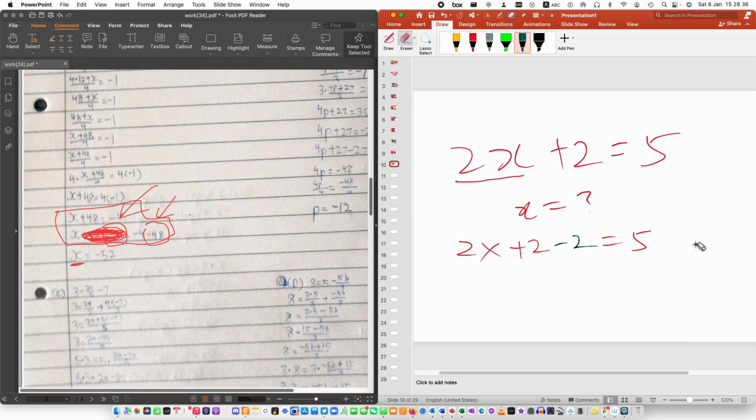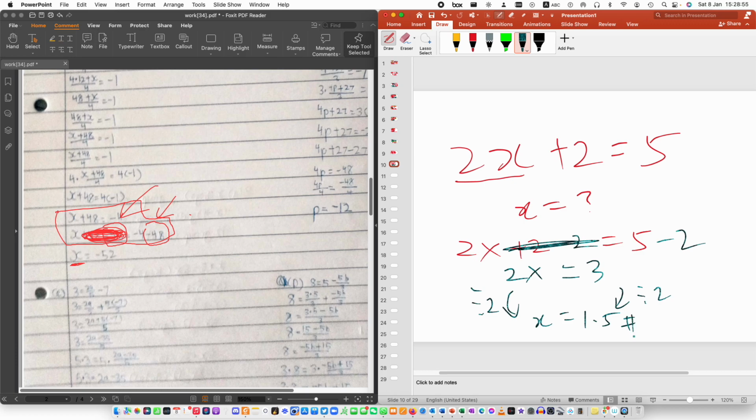Okay? So you minus 2 on the left, and minus 2 on the right. Can you see you have 2x, because these two will cancel each other? Then you get a 3. And then you divide by a 2, and you divide by a 2, and then you end up with x equals to 3 over 2. Are you clear?